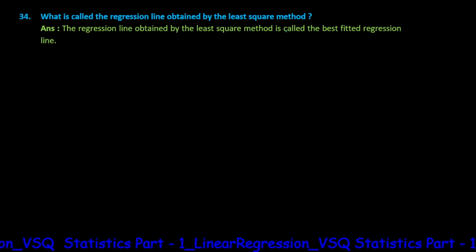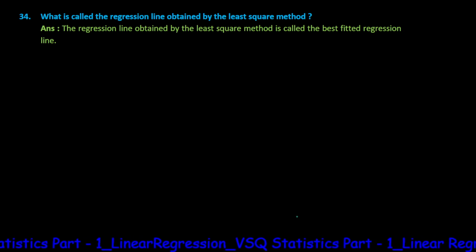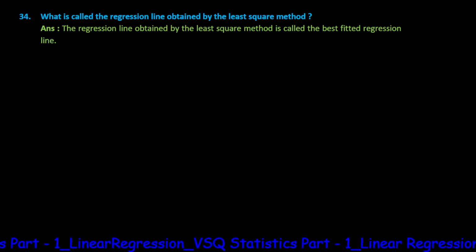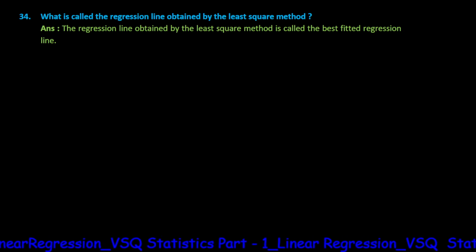Question number 34: what is the regression line obtained by the least square method called? The regression line obtained by the least square method is called the best fitted regression line. Question 35: how is B expressed in another way? B is expressed as Byx. It is also known as the slope of the regression line.